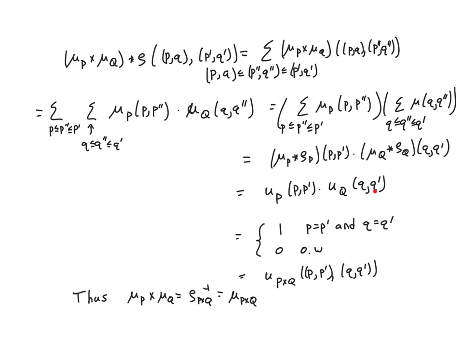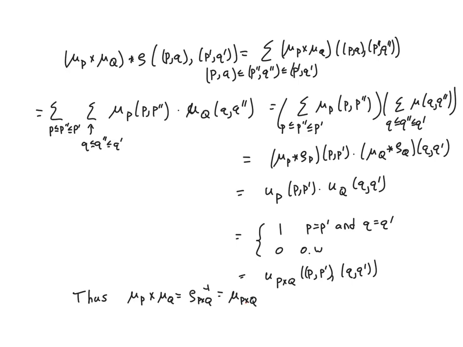Similarly here, this is 1 when Q is equal to Q prime, otherwise it's 0, and 0 times anything is 0. And so we see when P is equal to P prime and Q is equal to Q prime, both these factors are 1 and you get 1. Otherwise you get 0. And so in particular, this product is actually the multiplicative unit of P cross Q, which is exactly what we wanted to show. Therefore, this invariant we created is the multiplicative inverse of this zeta function, which means it is the Möbius function of P times Q.